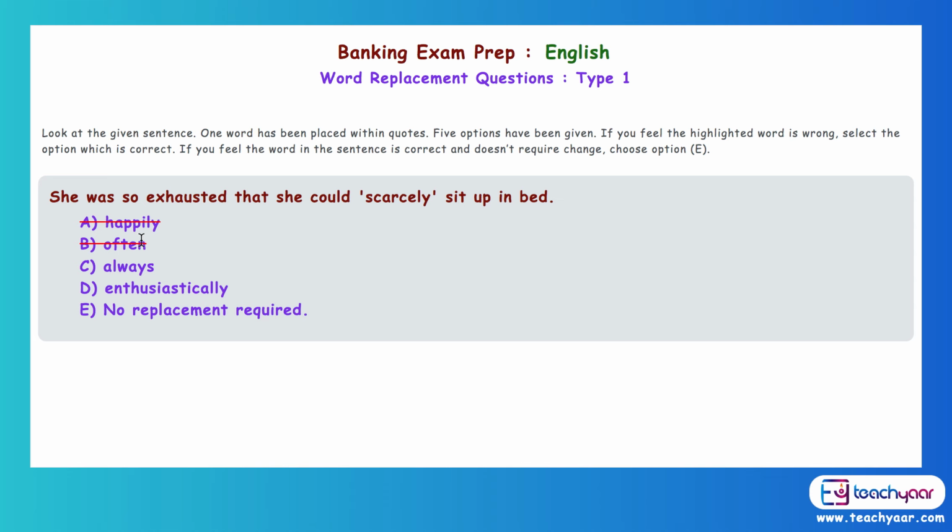Always. Always is just like often. That you do it a number of times. So she was so exhausted that she could always sit up in bed. A person who is sick or who's very tired would prefer to lie down. So always is wrong. What is D? Enthusiastically. What does that mean? Very happily, very excitedly. So that is all obviously not the right answer.